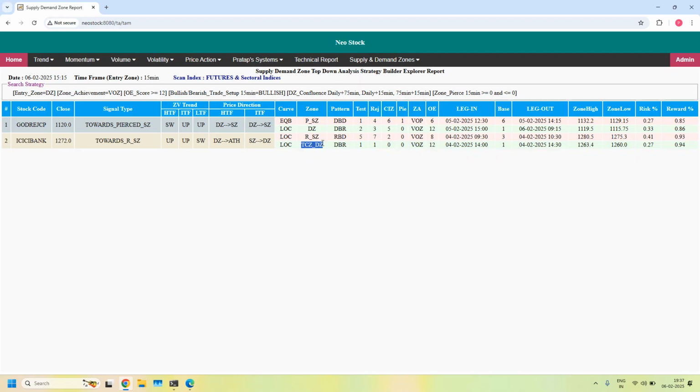That means these 15 minutes demand zones are overlapped with 75. Both together again overlapped with daily demand zone. And daily demand zone trend is up in only 1 stock. And if this stock is having daily EMA confluence, the daily demand zone with daily EMA confluence, then this is even more high probability trade setup supported zone.